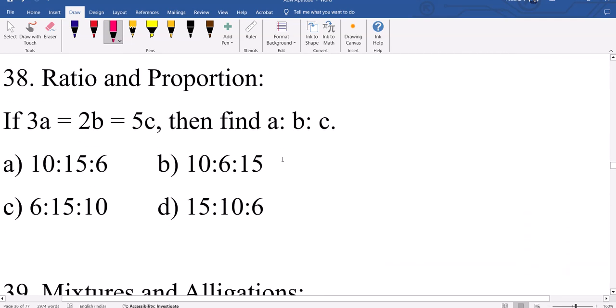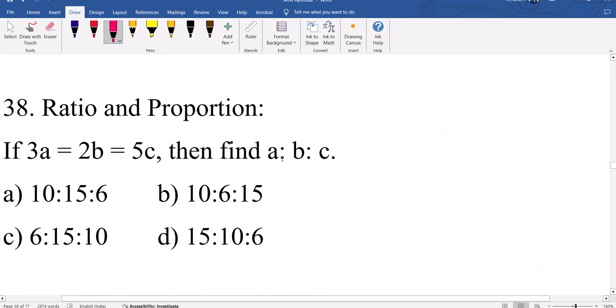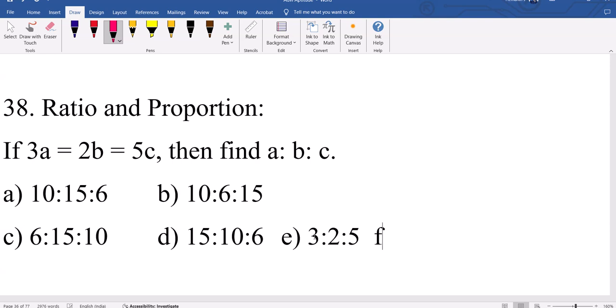Now, what about this ratio and proportion question, ABC? I'm adding many options now. Let's see how many of you can do that. What's the answer? 10, 15, 6, 10, 6, 15. There is also the option none of these. Let me know your answer. It's a very basic question.